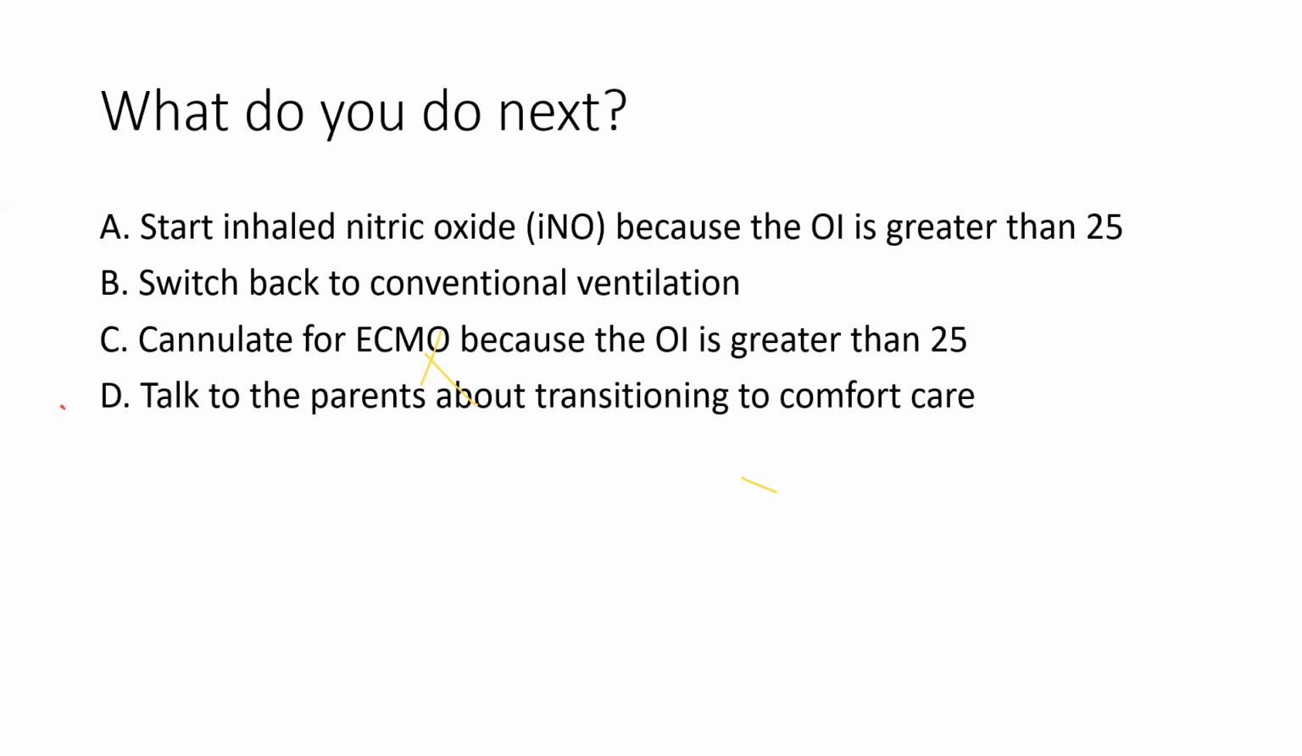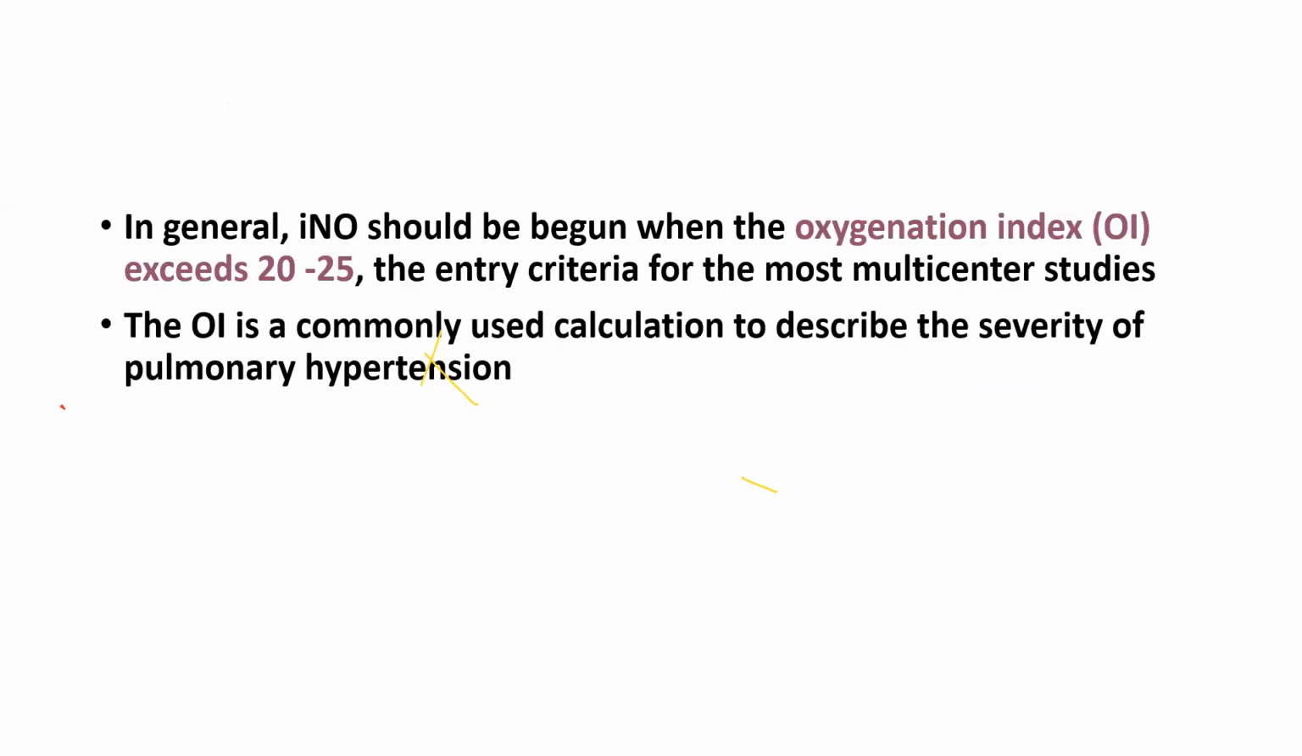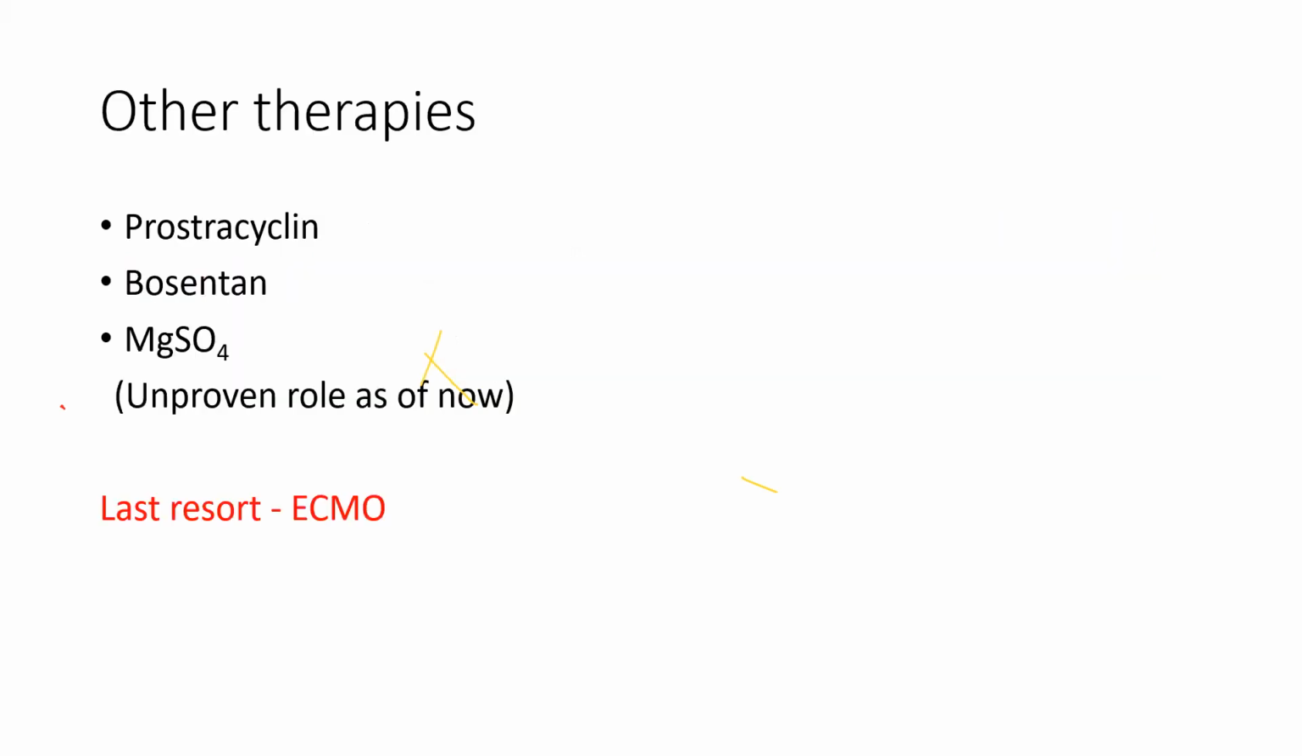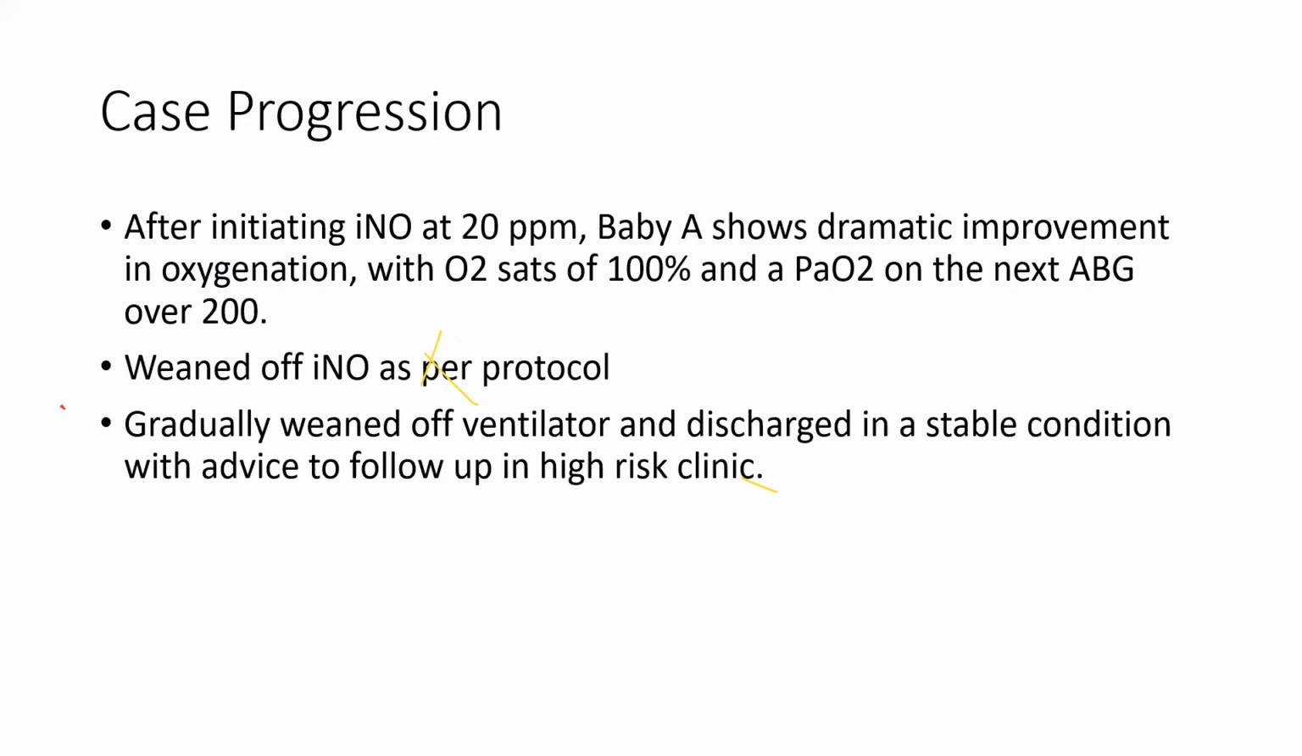If PPHN is not responding to sildenafil, then we can start iNO if our oxygenation index is more than 25. There are a lot of iNO practice strategies, such as how you have to monitor once you start iNO, how you have to decrease the NO dose, and how you have to wean it off. Other therapies which are investigational are prostacyclin, bosentan, and magnesium sulfate. As a last resort, if there is refractory hypoxemia, it could be ECMO. In this baby, iNO was required, and after 24 to 48 hours the baby improved and was weaned off.